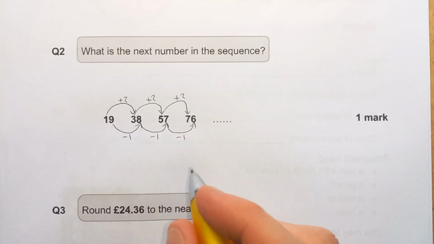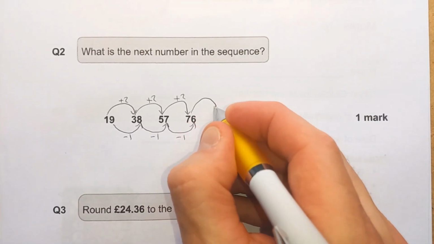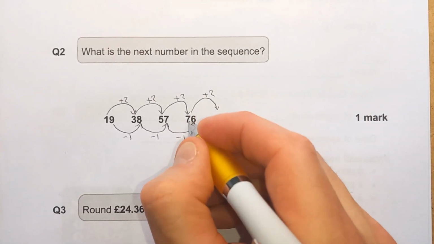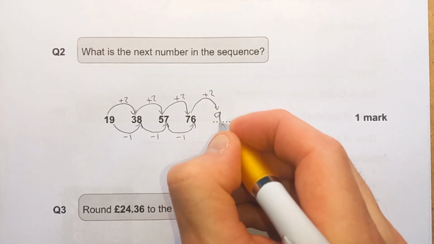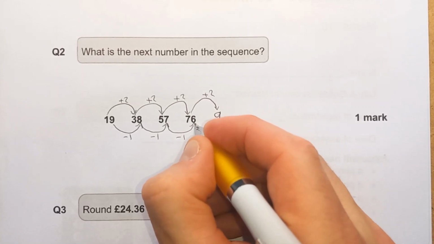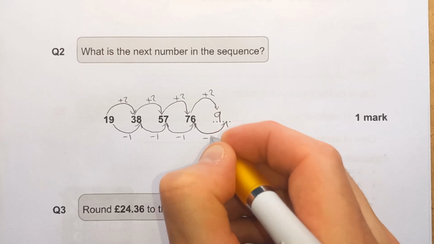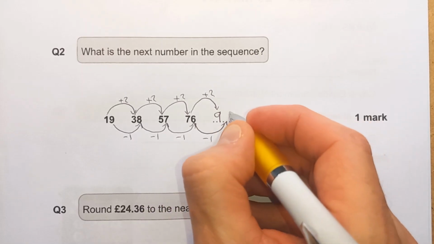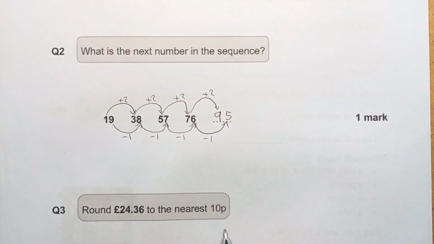So if our tens are going up by 2 each time, we're going to add on another 2. So 7, 8, 9, adding the 2 on, and we're reducing the units by 1. So 1 less than 6 is 5. So we've got 95.